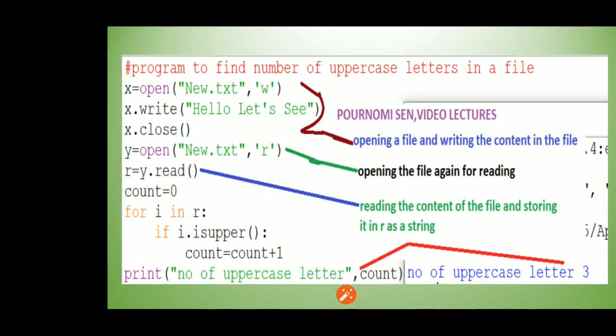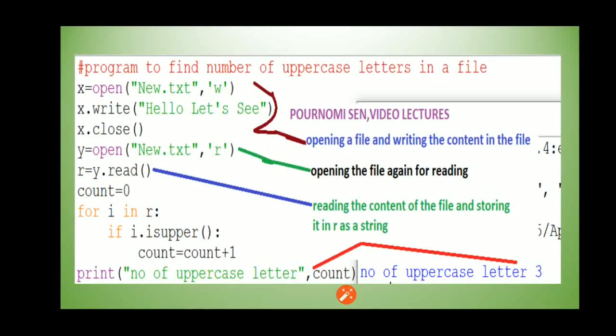And it is printing number of uppercase letters 3, as we have given "hello let's see", we have given H, L and S as capital. So this is how to find the number of uppercase letters in a file. Similarly, you can find out number of A, number of B, number of vowels, number of T, number of blank spaces, number of @ in a file.